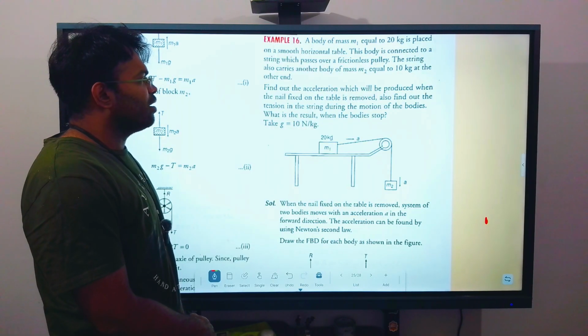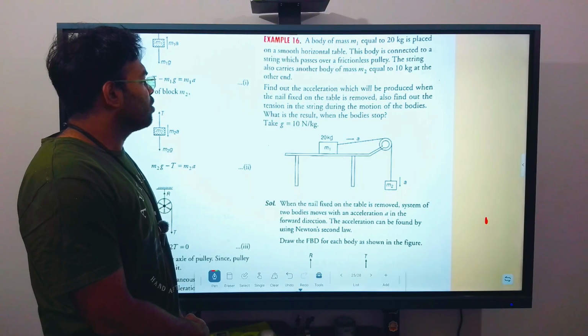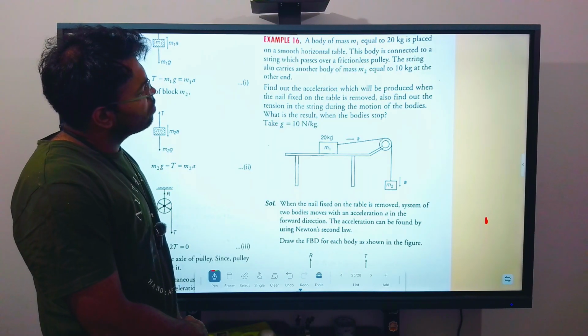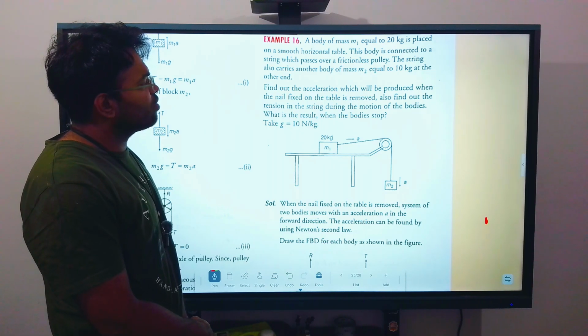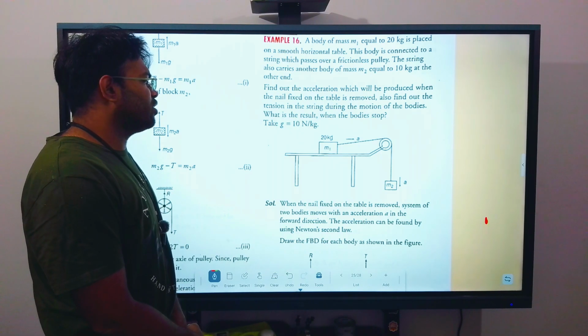What is the result when the bodies stop? Take g equal to 10 newtons per kg.